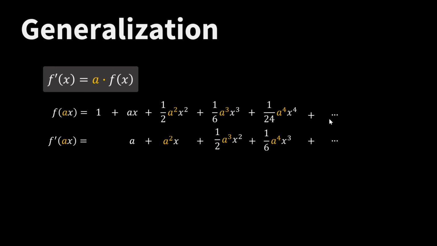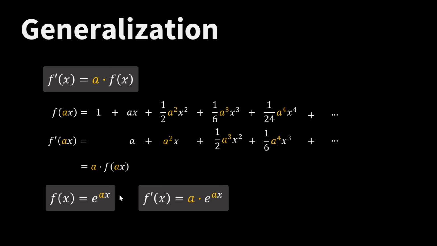Let's compute the derivative of this polynomial. 1 disappears. a times x turns into a. 1/2 times a squared times x squared turns into a squared x. 1 over 6 a cubed x cubed turns into 1/2 a cubed x squared. This polynomial corresponds to a times f at the position ax. This means that the derivative of e to the power of ax is a times e to the power of ax. The function that solves this equation is e to the power of ax.